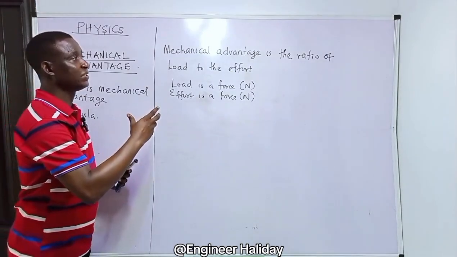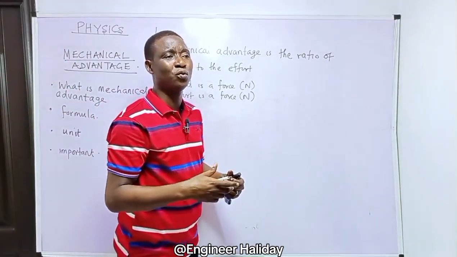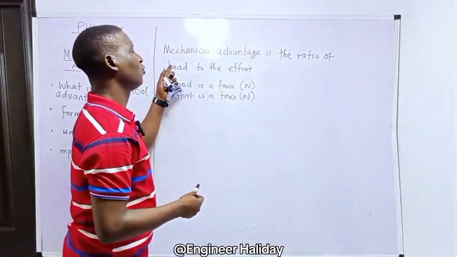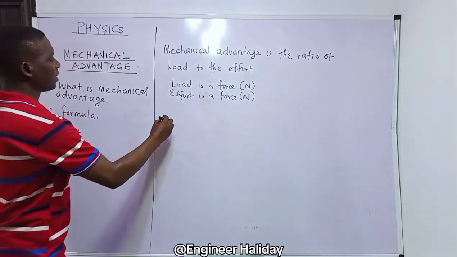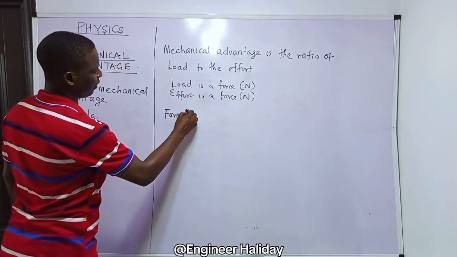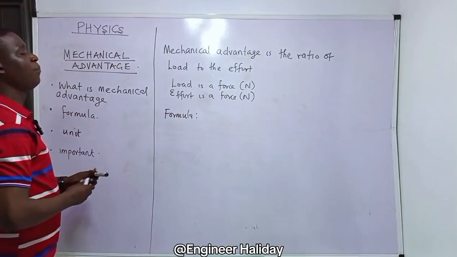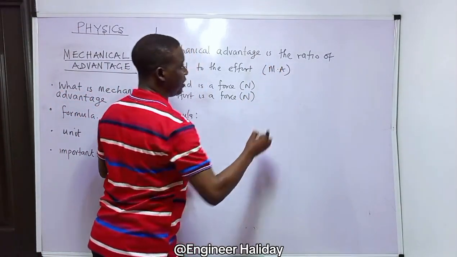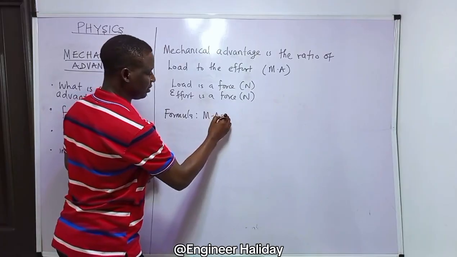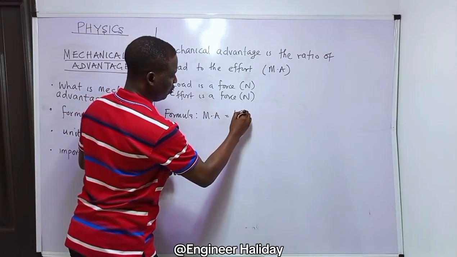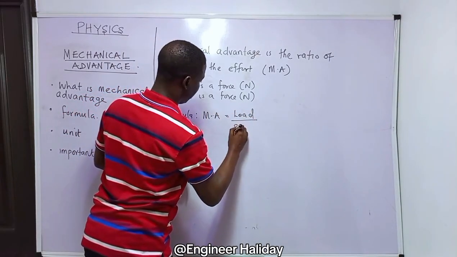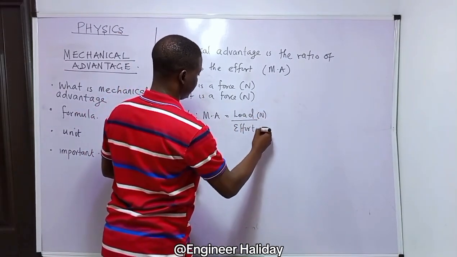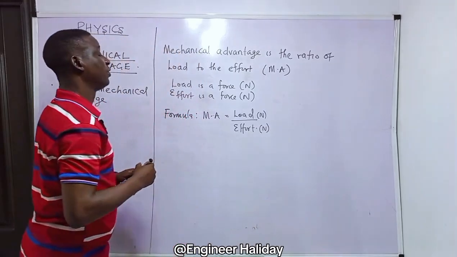So mechanical advantage is simply used to describe the operation of a machine. So what we are just looking at is the definition. Then let's say what is the formula? From the definition, let's take a short code of mechanical advantage as MA. So mechanical advantage becomes load over effort, where this one is measured in Newton, so it's also measured in Newton.